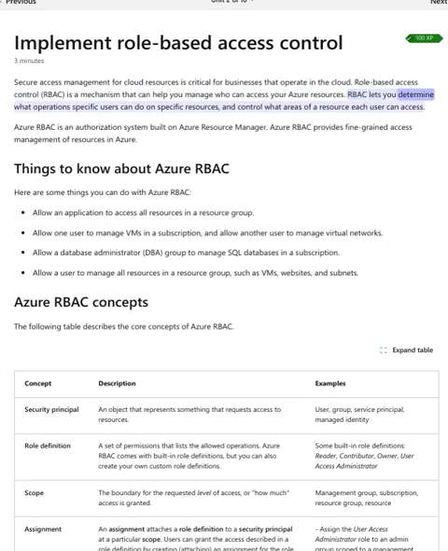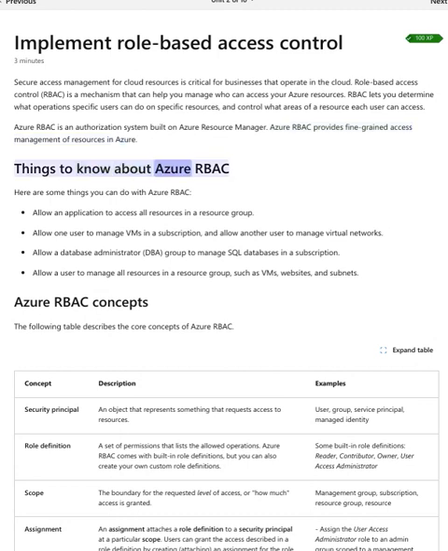RBAC lets you determine what operations specific users can do on specific resources, and control what areas of a resource each user can access. Azure RBAC is an authorization system built on Azure Resource Manager. Azure RBAC provides fine-grained access management of resources in Azure.